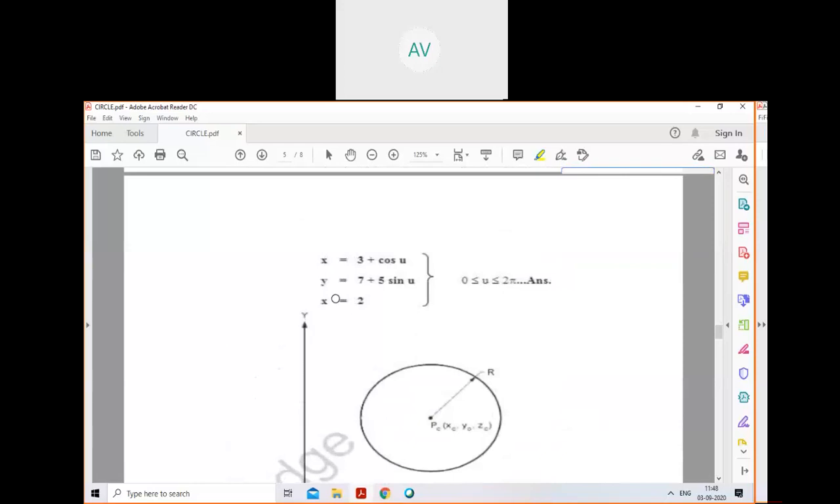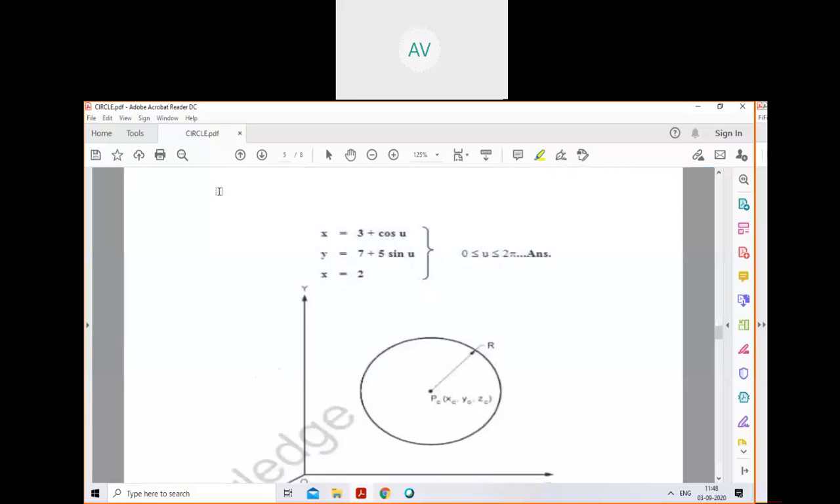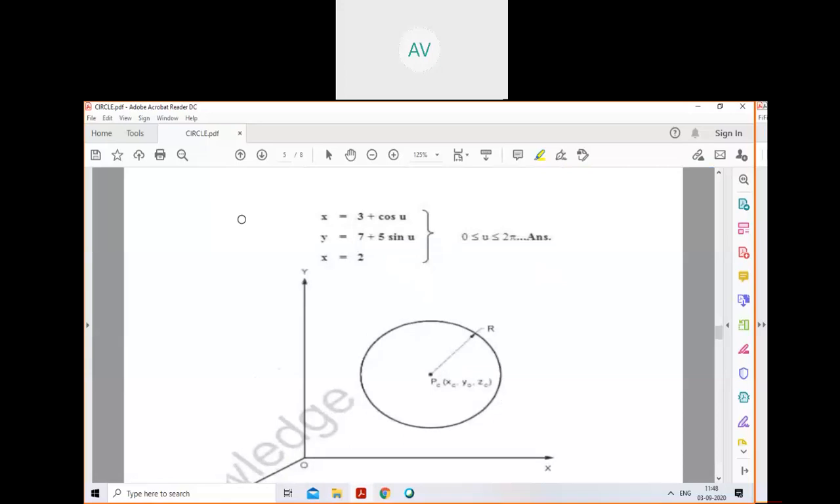If some incremental angle is given, or if it is said to find the angle up to 90 degree, 180 degree, then we will develop the circle like that. But it is not said, that's why we are just writing the parametric equation over there.